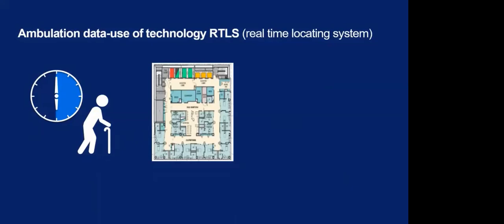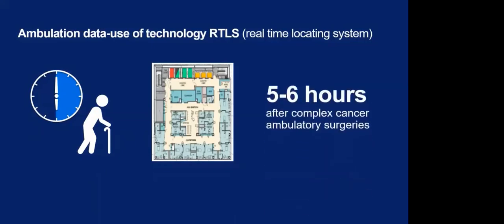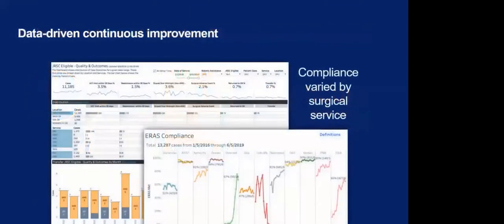In fact, in this study, we report median time to ambulation of about 5 to 6 hours, which has not been previously examined in the ambulatory surgical literature. Success of ambulatory surgery really depends on patient's functional recovery, and early ambulation is believed to reduce both pulmonary complications and thrombotic events. And this is especially important in our cancer patients. So attention to detail and tracking outcomes really drives our process.